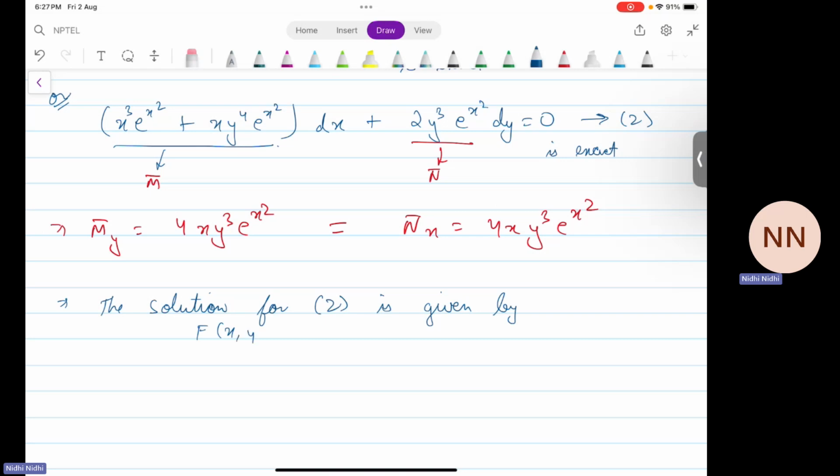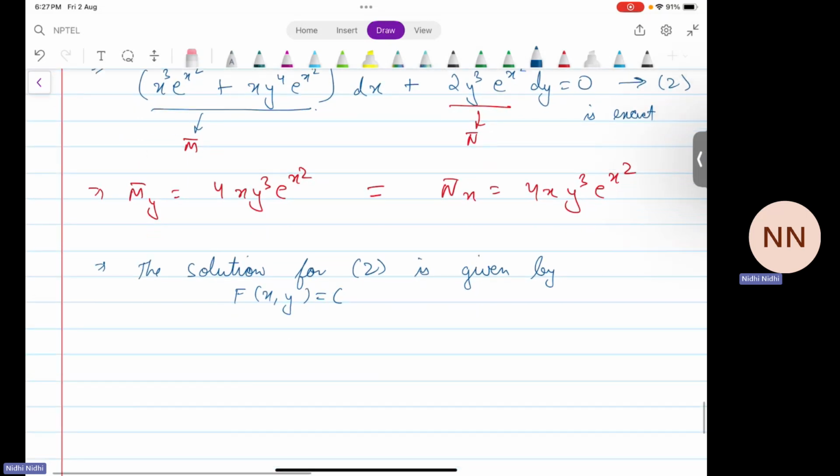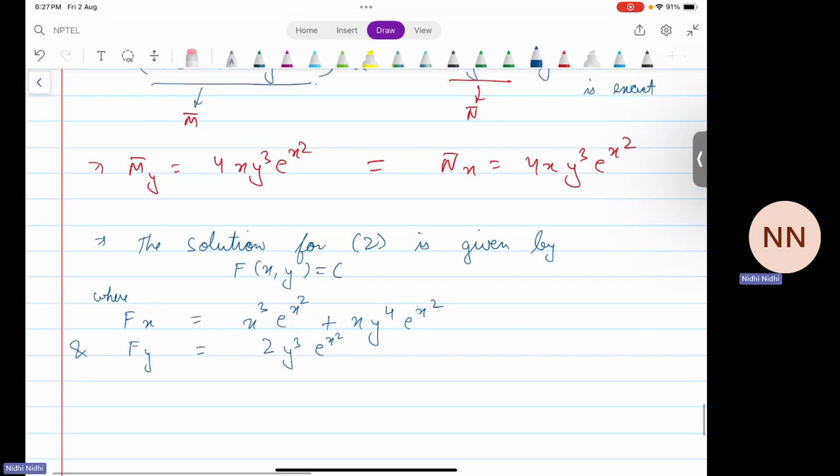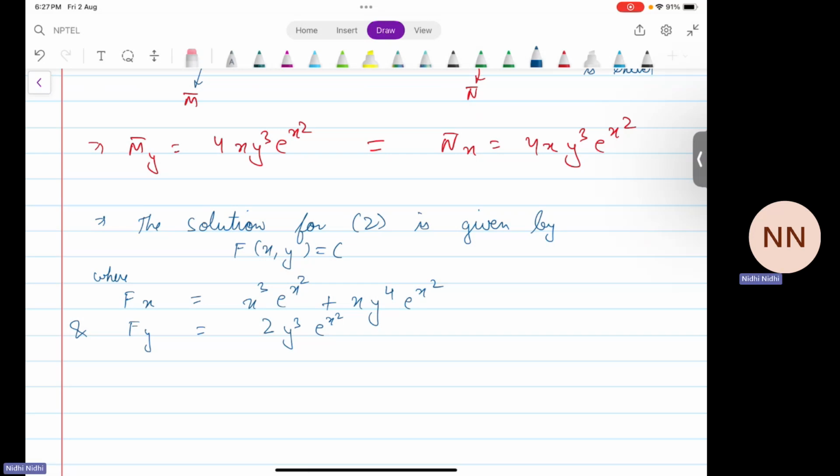f(x,y) equals c, where f is a function such that f_x is equal to M bar, that was x cube e to the power x square plus xy to the power 4 e power x square, and f_y is equal to 2y cube e to the power x square. Now from here, let's number this as third, this one as fourth.